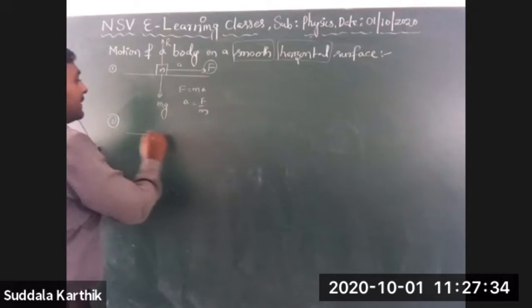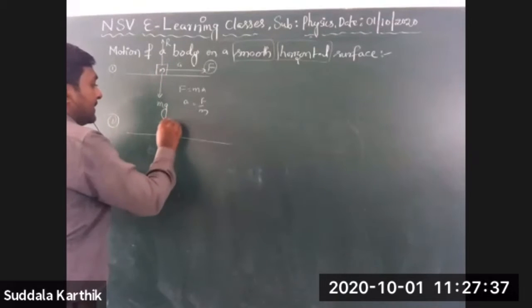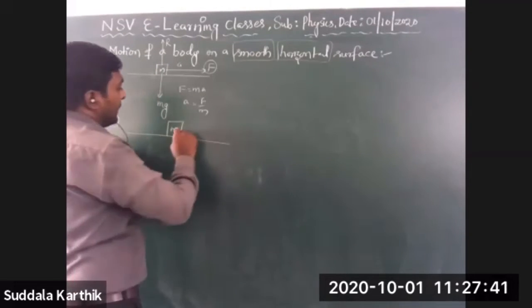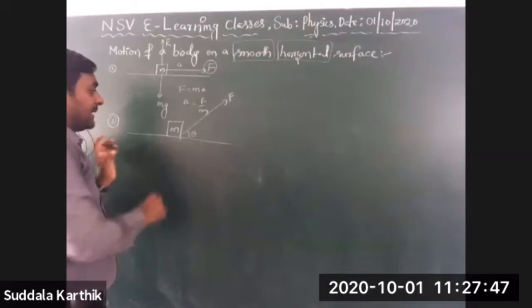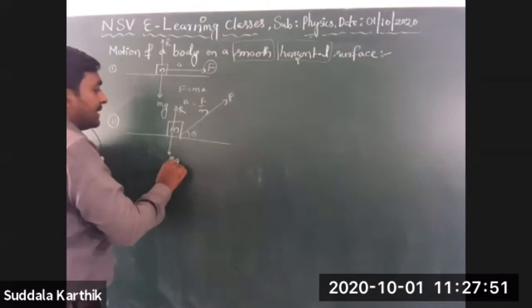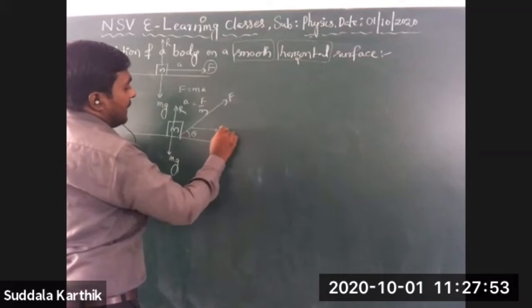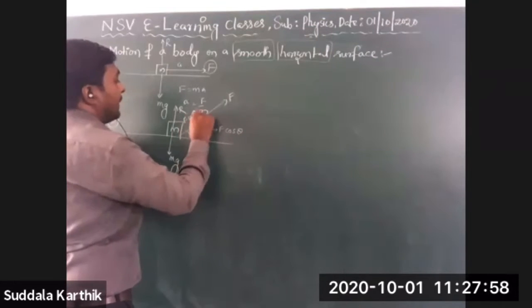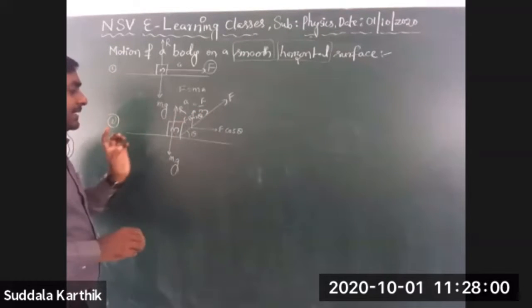The second case is on this same horizontal surface with the same object, but I am applying the force at a particular angle, making an angle theta with the horizontal. This is R, this is mg. This is F cos theta, and this is F sin theta.